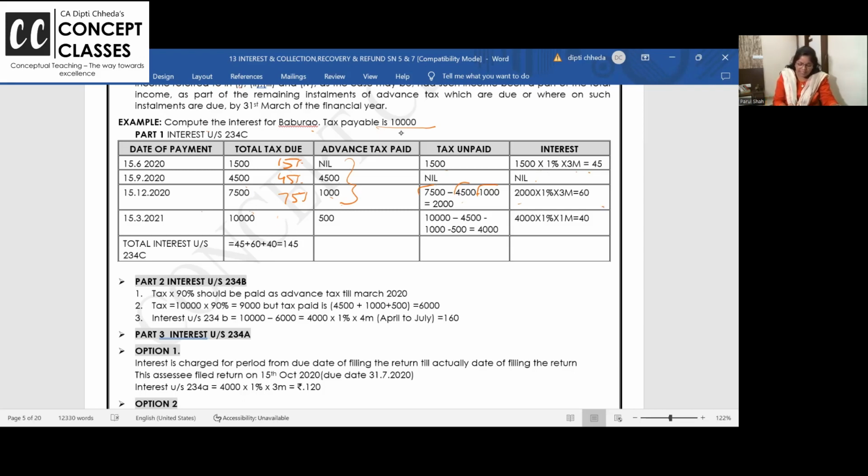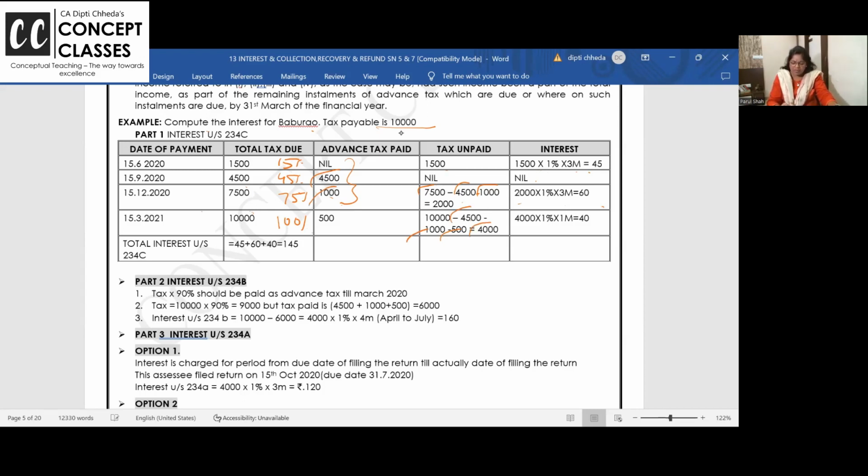Now, by 15th of March, 100% should be paid. 100% should be paid by 15th of March, advance tax. Minus 500 you have paid. So already 4,500 you have paid, 1,000 you have paid, and 500 more. Okay, so around 6,000 you have paid.